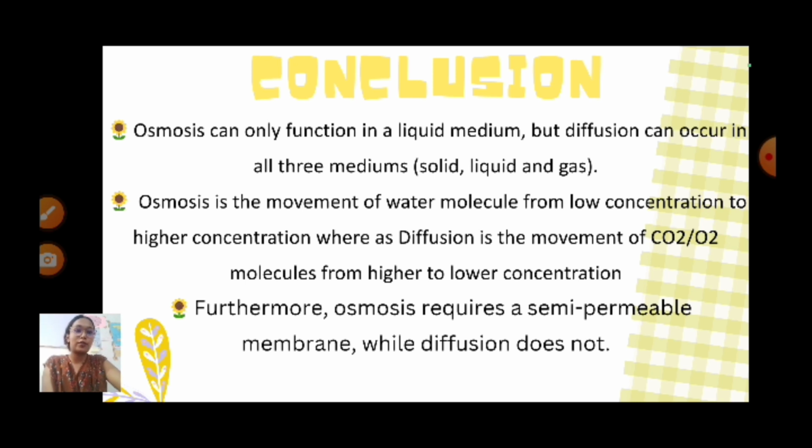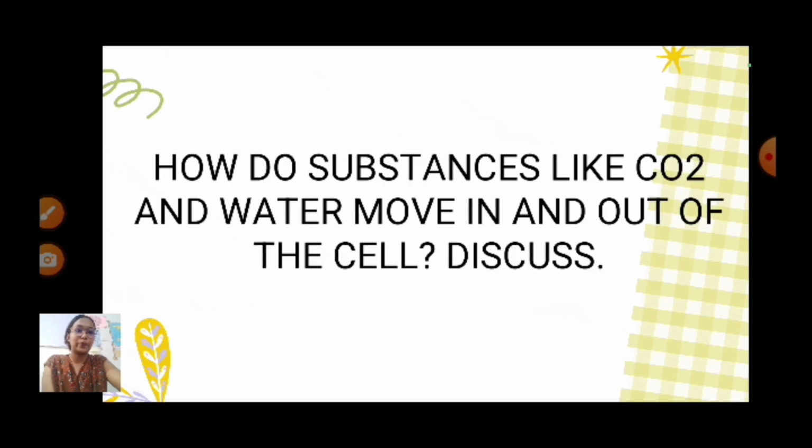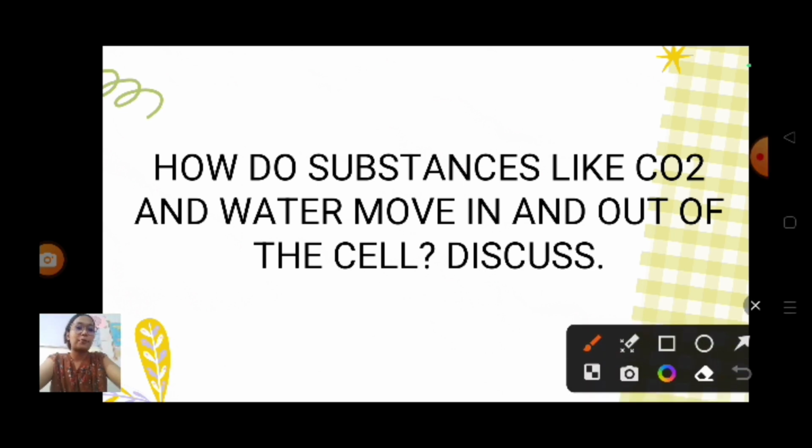So let us move to the next slide. This is the homework for you again. Hopefully you'll do the homework. The question is saying, how do substances like carbon dioxide and water move in and out of a cell? So it is talking about 2 different substances, carbon dioxide and water. How do they move in and out of the cell? I have already discussed it.